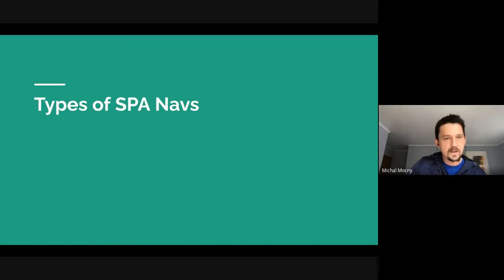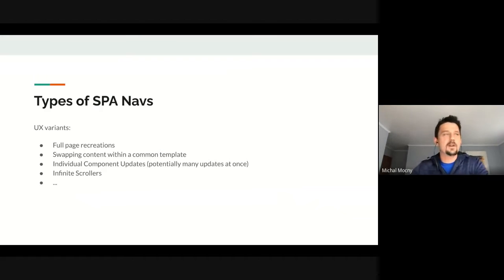All right. So, types of SPA navs. We often talk about this as if it was just one thing that's easy to paint with a single brush and easy to identify. But the reality is there are plenty of variants. From the UX perspective, there are sites that will do full page recreations that look to the user almost exactly like a traditional navigation. The site will almost go blank first and then repaint with totally new content. It's also very common to have a common site template where you'll have a navigation header and some toolbars on the side and settings, but the main content will swap out within it.